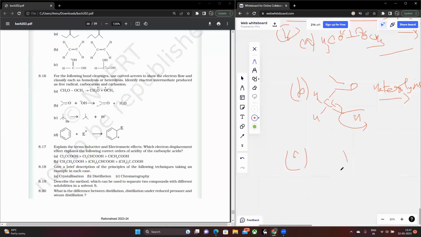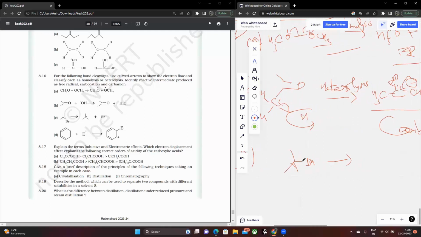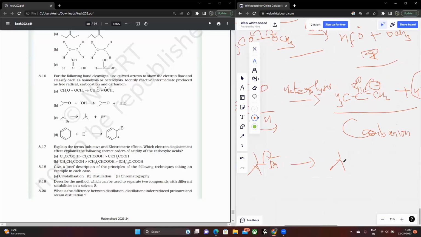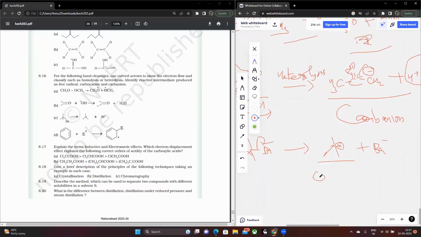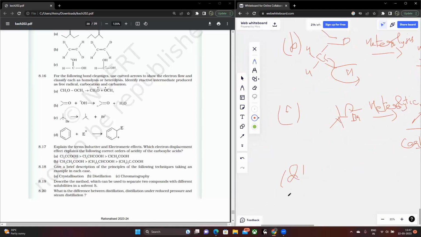Third is this bromo compound, right? Basically cleaves like this to form a carbocation here and Br minus. This is a carbocation, that's the reactive intermediate, and the bond cleavage is heterolytic, right? Finally, coming to D. D is a benzene electrophile.